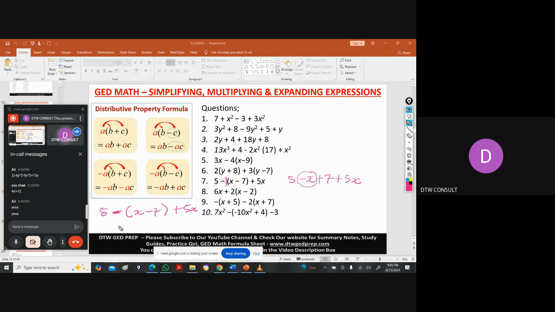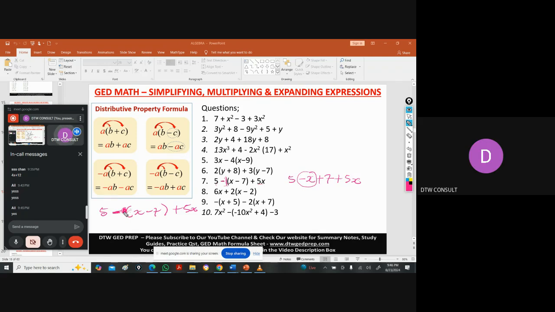Are you with me? Ali, are you there? Yes. This 5 can't multiply this parenthesis. The only thing that can multiply this parenthesis is what is by the side, exactly before it. Are you with me? Yes, if it's positive 5, it's the same thing? Come again?